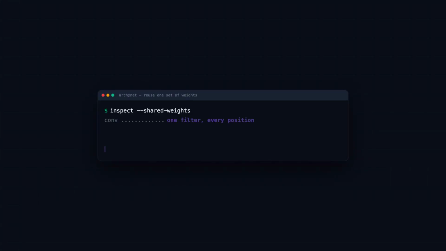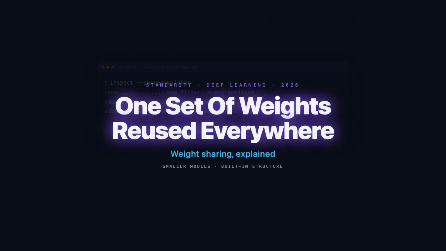Here's a question that sounds almost too simple. What if different parts of a neural network didn't each get their own private set of weights, and instead reused the exact same numbers in many places? At first it sounds like a mere shortcut for saving space, and it is, but it turns out to be far deeper than that. This one idea powers convolutional networks, ties together the embeddings in language models, and lets certain transformers shrink to a fraction of their size.